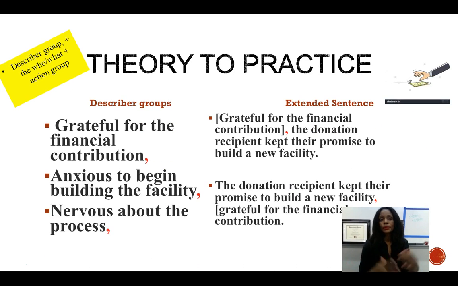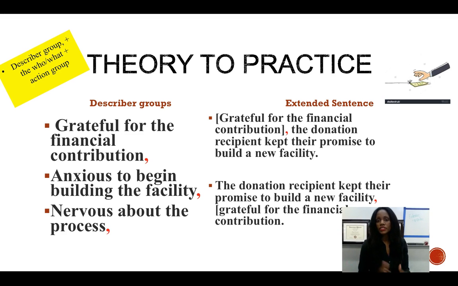Here are some describer groups. We're going to begin with the describer groups, and here are a few of them. Grateful for the financial contribution. Keep in mind again, this is a phrase. Grateful is an adjective. It begins with an adjective, and then we follow it with "for the financial contribution," which makes a whole phrase, and this is the describer group. Anxious, again, is another adjective. It's a describer. And "anxious to begin building the facility," that entire group of words makes up this describer group. And "nervous about the process" is another group. Again, they all begin with an adjective or a descriptive word.